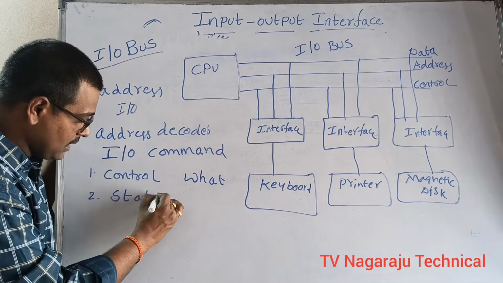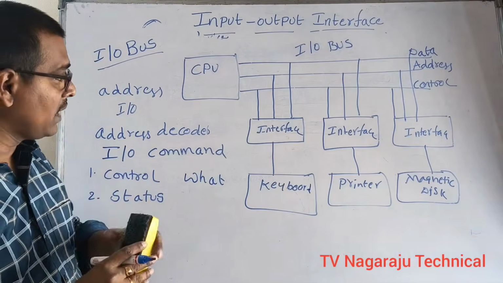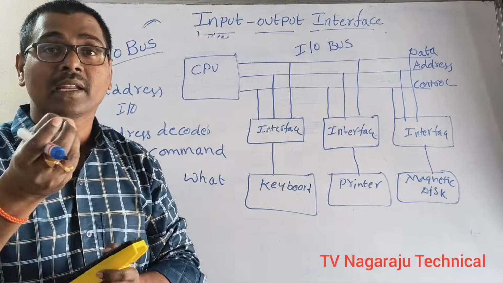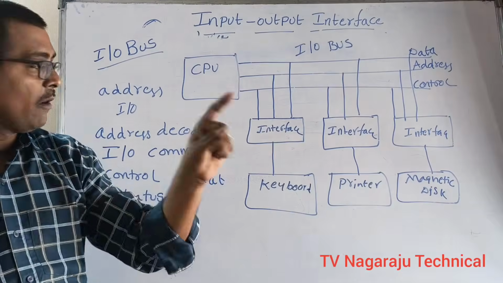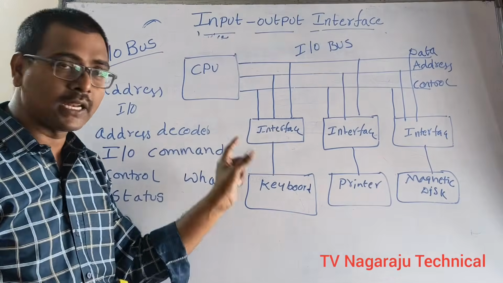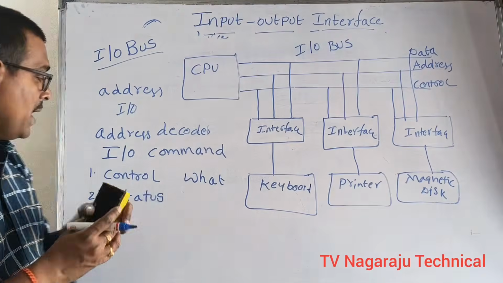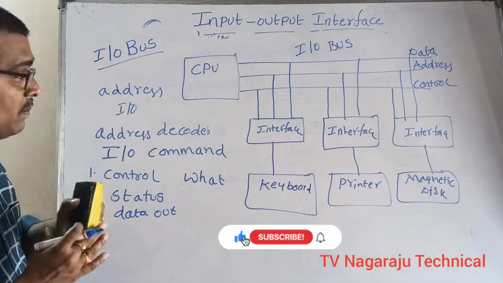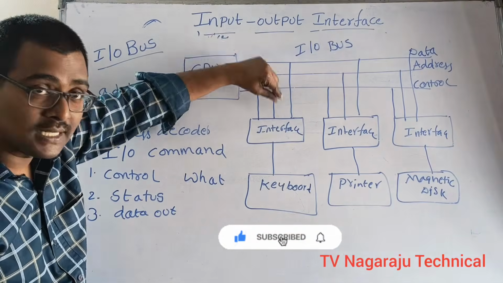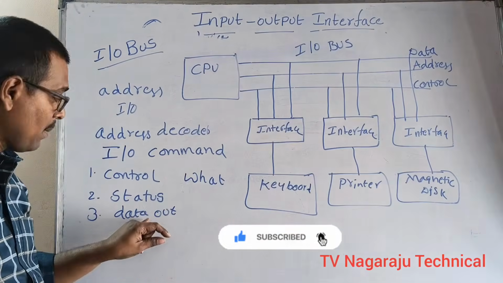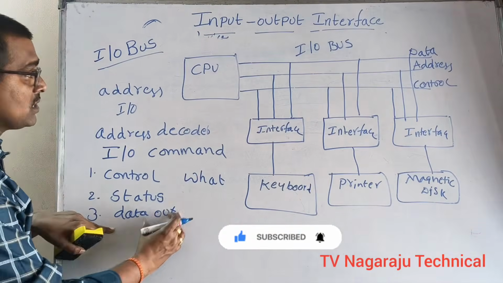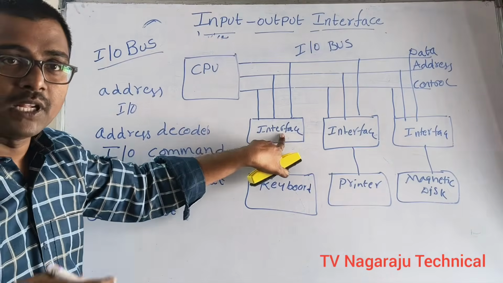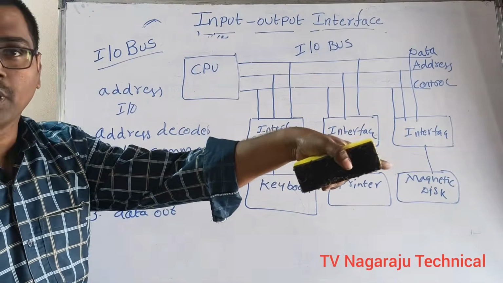Now the next one is the status command. The status command tests the particular situation, that is, whether there are any errors right now or whether it is busy with some other work. Every condition of the interface and the corresponding peripheral devices is tested based on the status command. And the next one is the data out command. Simply, the CPU places some data for some I/O device. The interface receives the data placed by the CPU, stores it inside a register, and then transfers it to the corresponding I/O device.